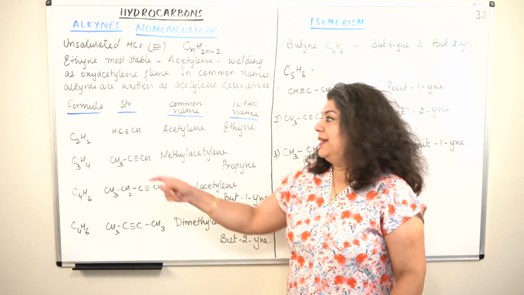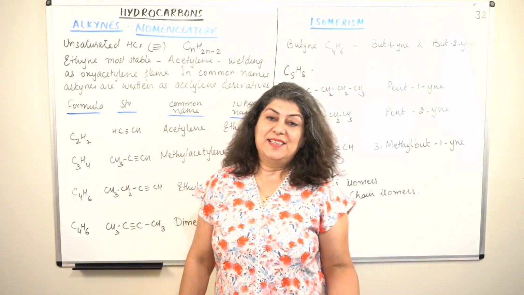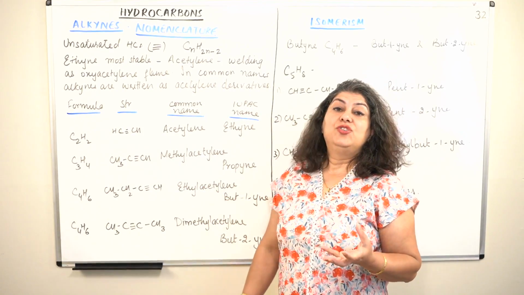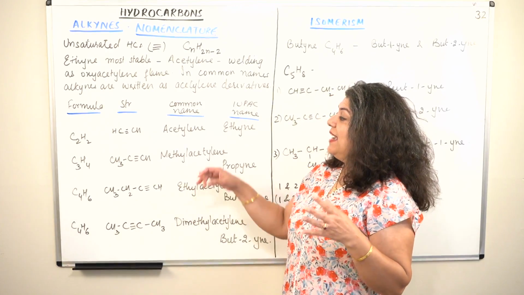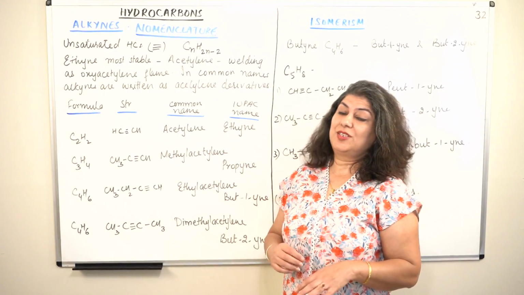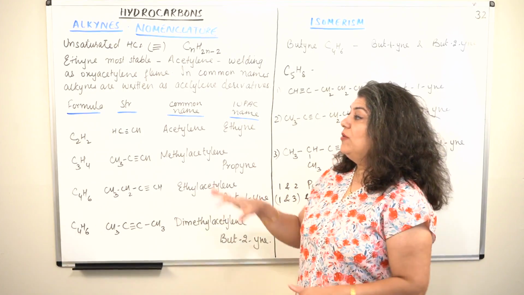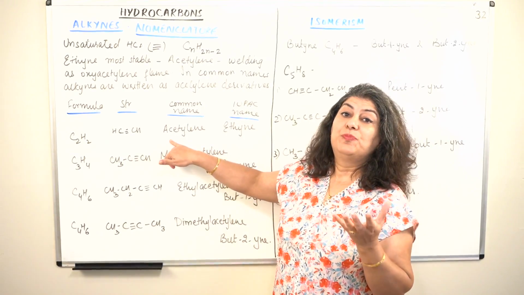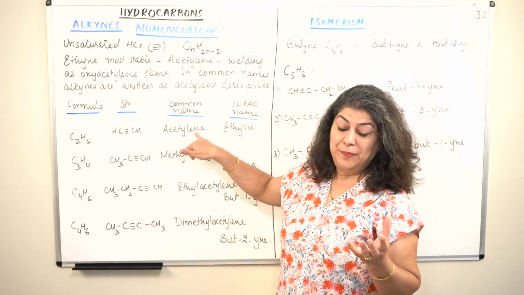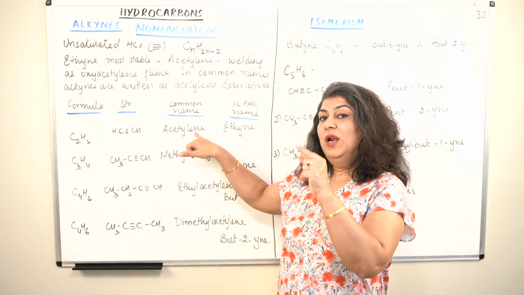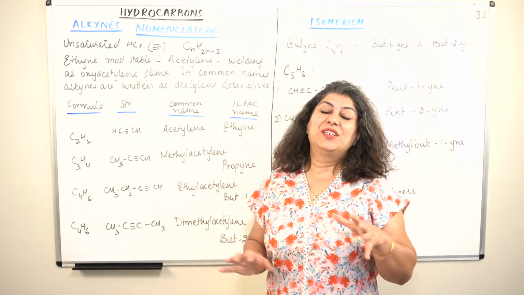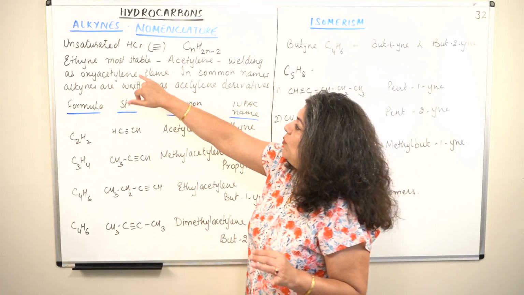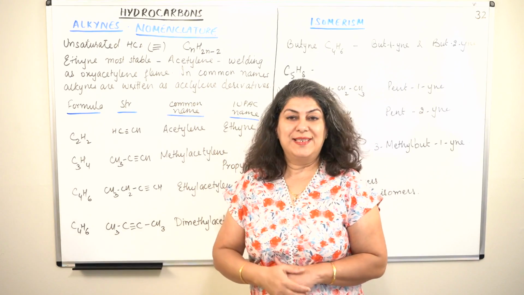Out of the alkynes, the first member, that is ethyne, is the most stable alkyne. In common nomenclature, ethyne is known as acetylene. And since acetylene is the most stable, it is the most commonly used compound among alkynes, therefore it is quite popular and it is known as acetylene. And in common nomenclature, all other members are written as derivatives of acetylene. I'll come to the nomenclature later, but let us first talk about this compound acetylene.